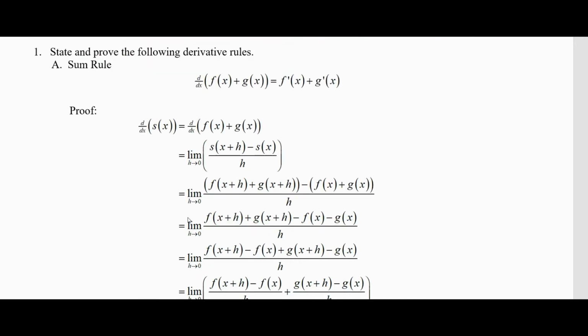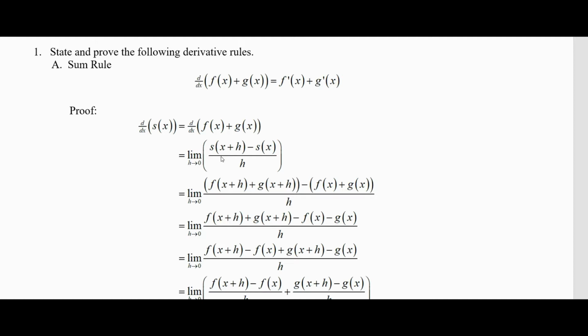The first problem, 1a: state the sum rule and prove it for derivatives. It says the derivative of f of x plus g of x is f prime of x plus g prime of x. In other words, the derivative of the sum is the sum of the derivatives. So the function s of x is f of x plus g of x. We want to find that derivative. Well, that's s of x plus h minus s of x over h, a difference quotient, and then take the limit as h goes to 0 to make a derivative. That's the definition of a derivative.